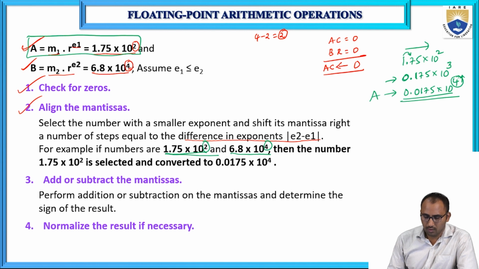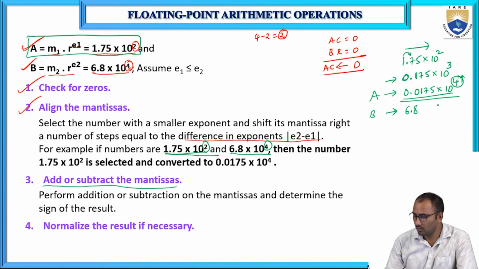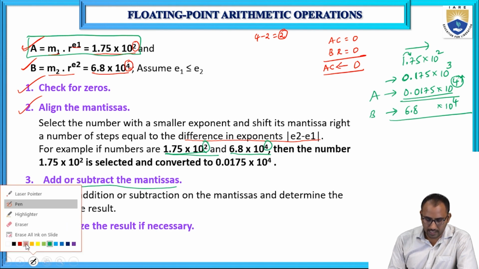So now we can perform the operation. What operation? Add or subtract the mantissas. Now we can add their mantissas. What is the first number? After performing shift right, 0.0175 into 10 to the power 4. What is the second number? 6.8 into 10 to the power 4. So now I am performing addition or subtraction. So I am considering addition.